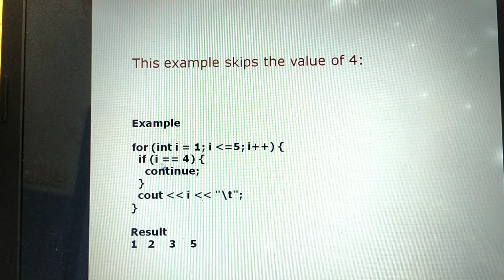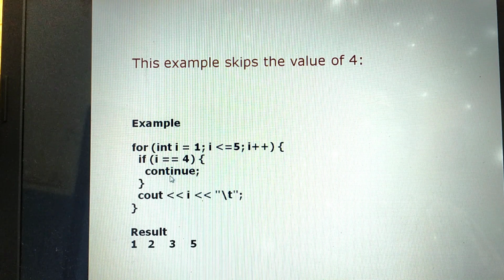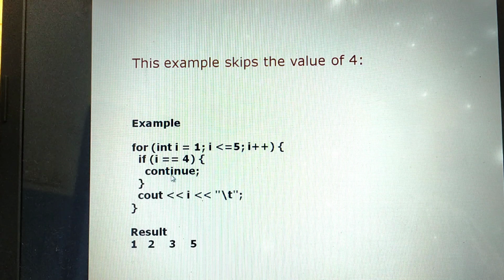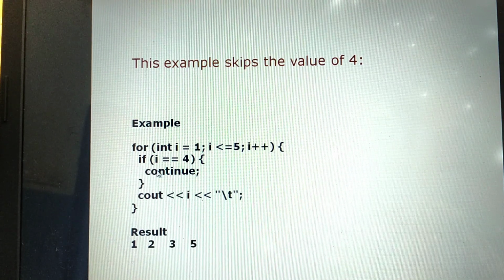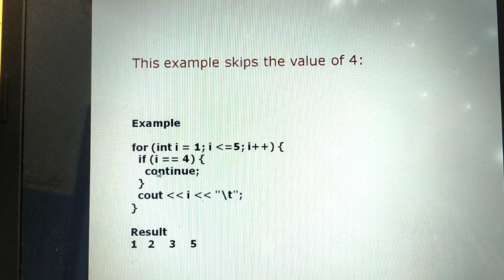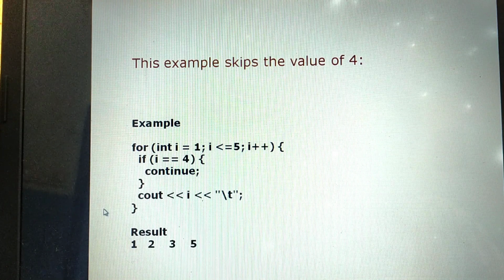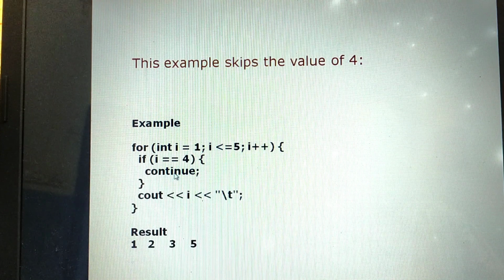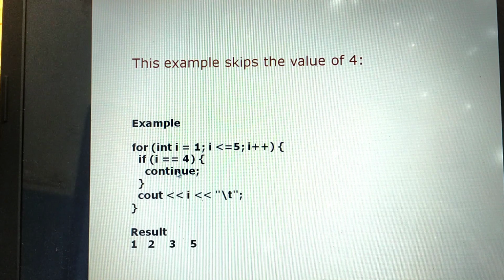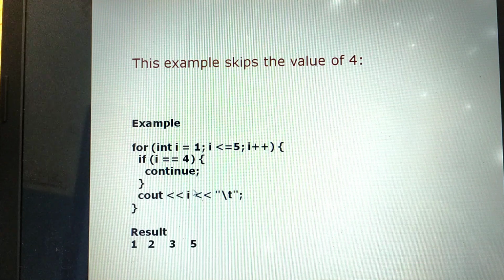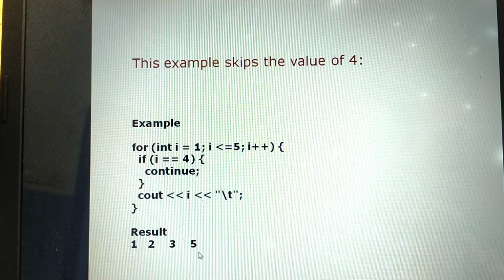Here the condition is satisfied: if i is equal to 4 is correct. Now the value of i is 4, the condition is true, and that time the continue statement will work. The continue statement skips the current iteration. The fourth iteration is skipped and the next iteration starts. Then i becomes 5, the condition is evaluated again, and hence 5 is printed in the next iteration.